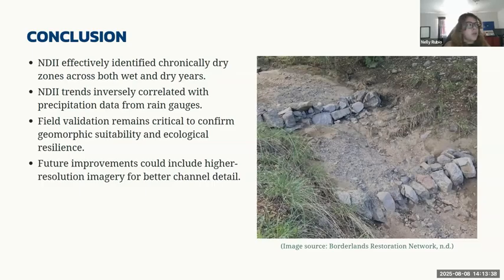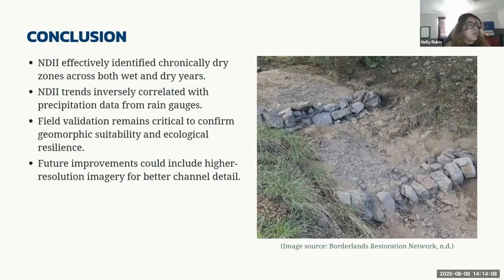But we can take into account that field validation is critical for these structures. Field evaluation allows practitioners to assess real-world conditions such as channel morphology, soil health, and vegetation dynamics. These field evaluations help to ensure that these proposed interventions enhance the ecosystem without causing more unintended degradation.